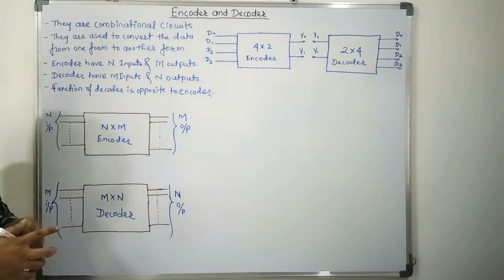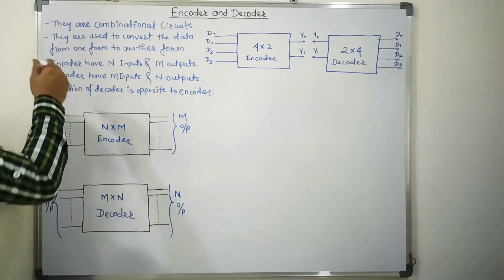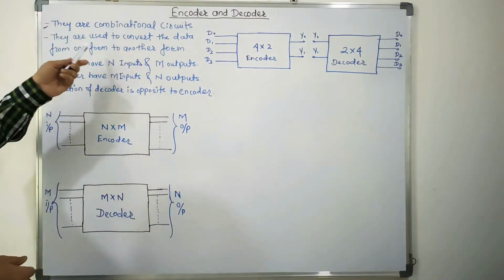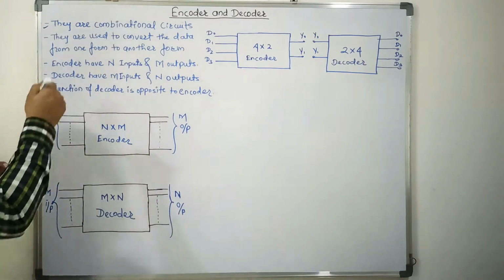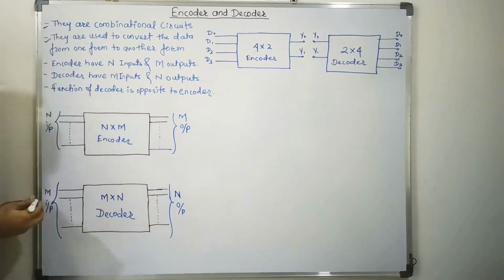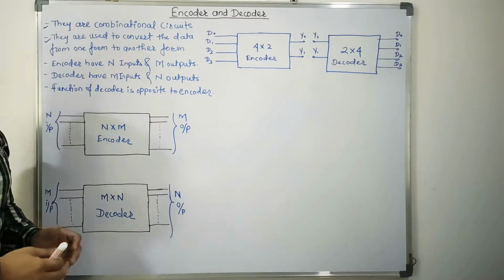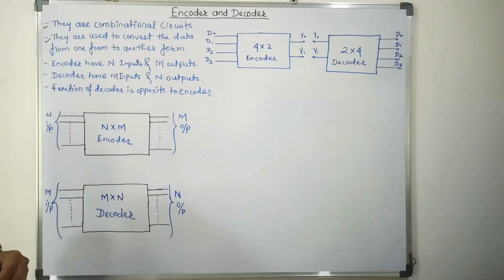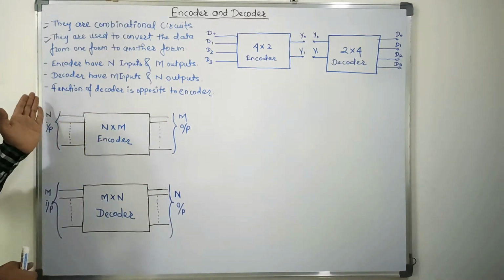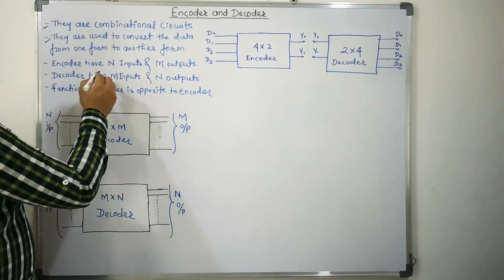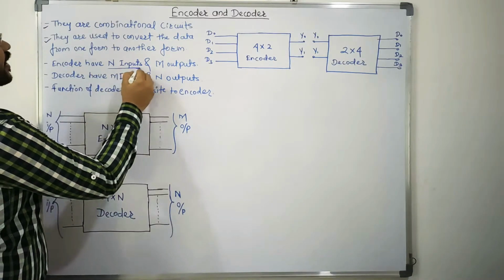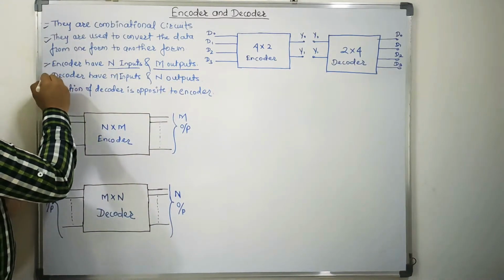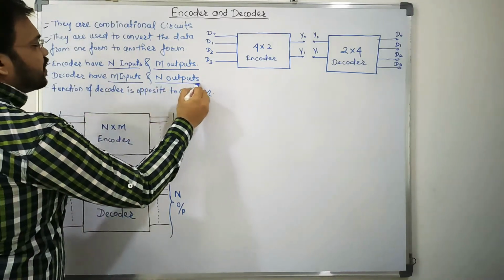So they are combinational circuits, as in the first point. They are used to convert data from one form to another form, which is a very important point in encoder and decoder, as we will discuss later. Next, the encoder has n inputs and m outputs, while the decoder has m inputs and n outputs.